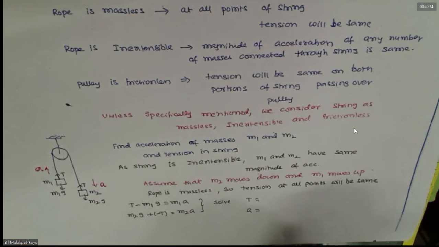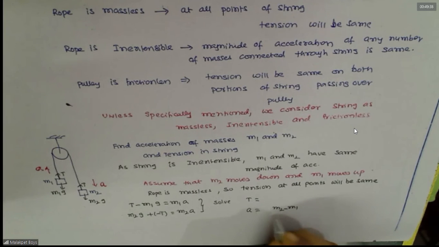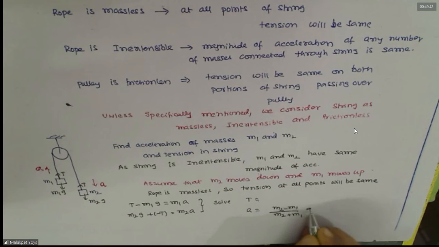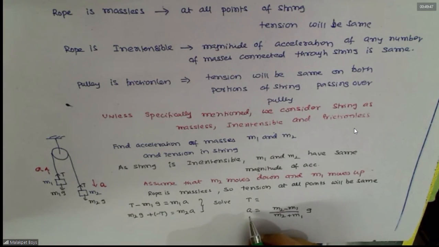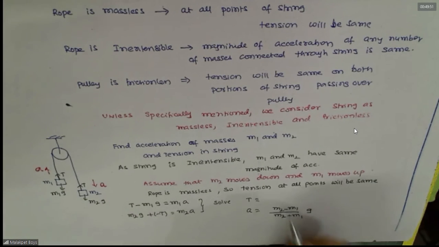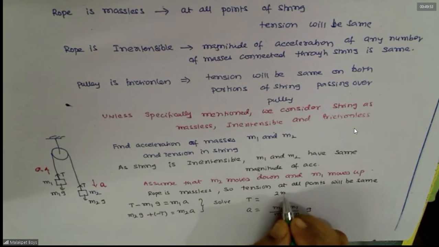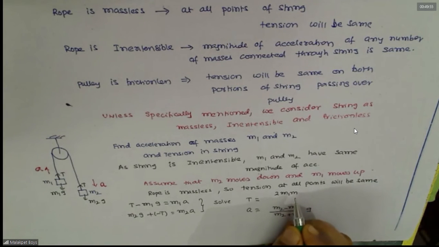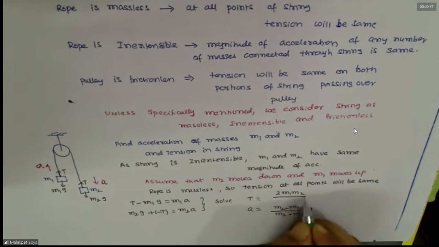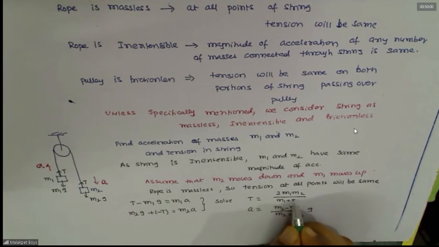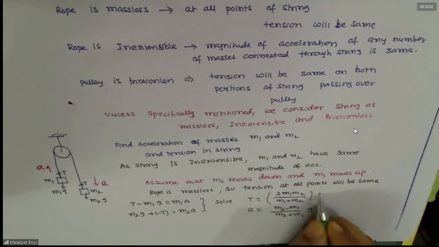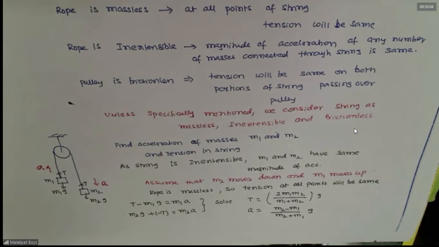Sir, what if we assume that M2 is moving upwards and M1 is moving downwards? You can assume in any way. After solving, suppose A happens to be negative. That means it is opposite to our assumption. Nothing else. I told you very clearly, you can assume in any way. If it comes out negative after solving, then it is moving opposite to our assumed direction.